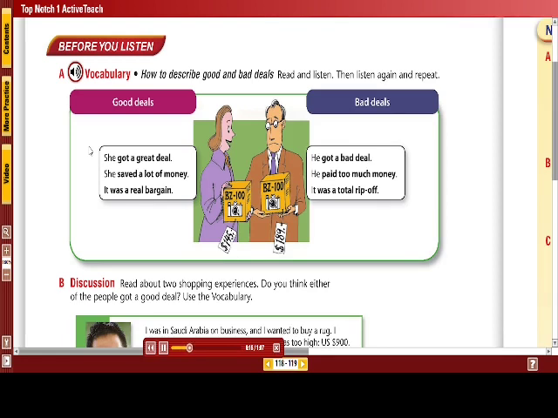She got a great deal. She saved a lot of money. It was a real bargain. He got a bad deal. He paid too much money. It was a total ripoff.